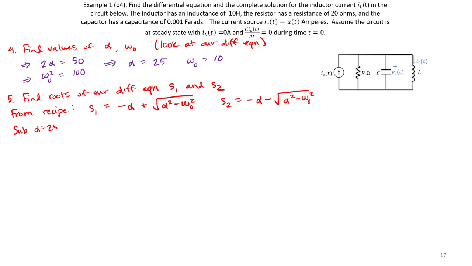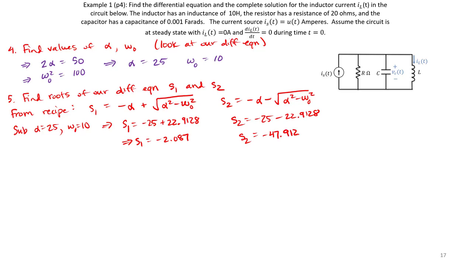So if we substitute alpha is 25 and omega naught is 10, we can determine S1 will be negative 25 plus 22.9128, which gives us S1 is about negative 2.087. And if we do the same for S2, we'll have negative 25 minus 22.9128. That gives us S2 will be negative 47.912. So those are the roots of our differential equation. And in step 6, we use S1, S2, alpha, and omega naught to determine our natural response.